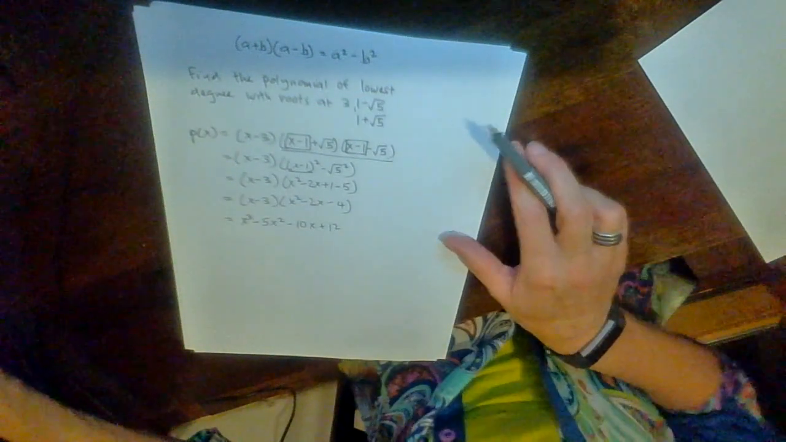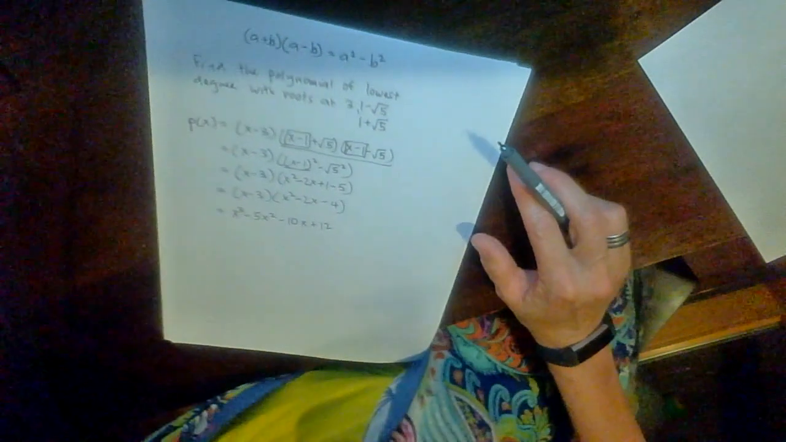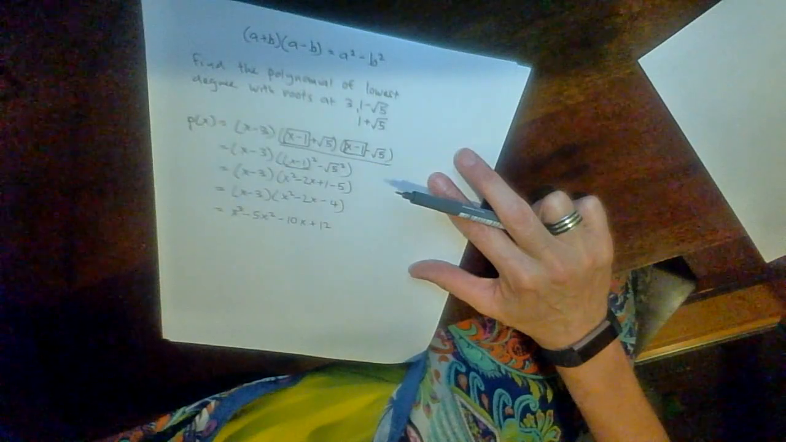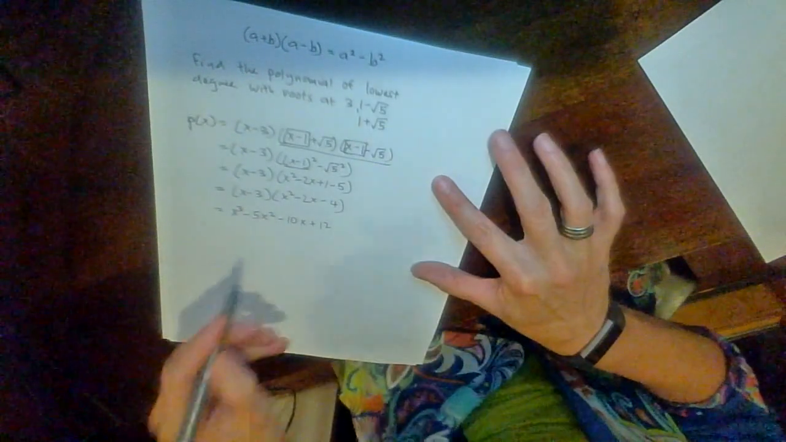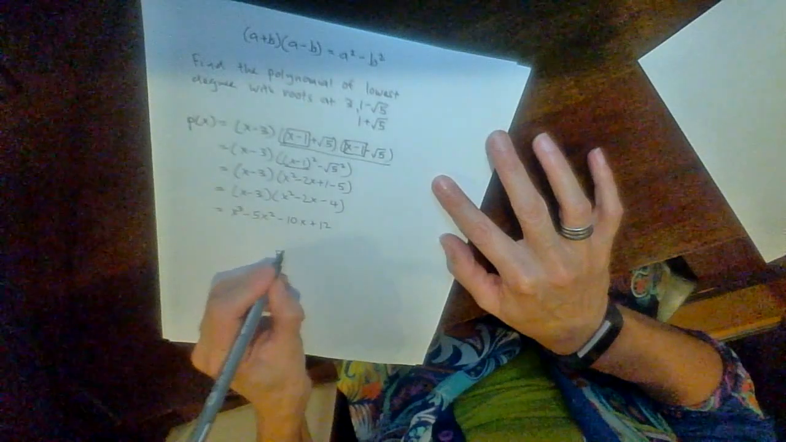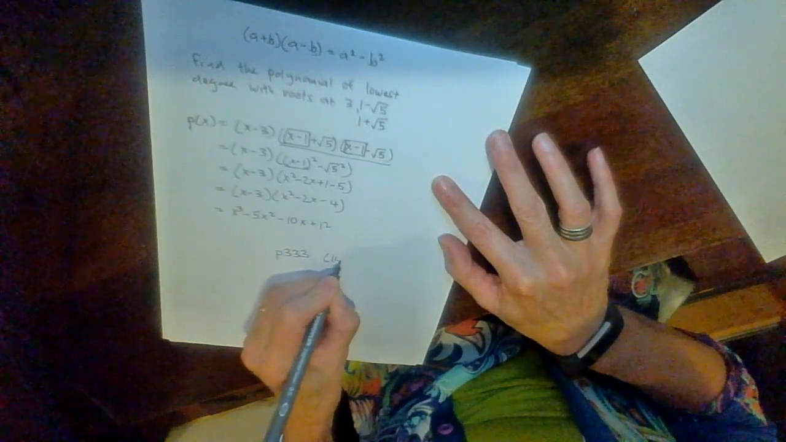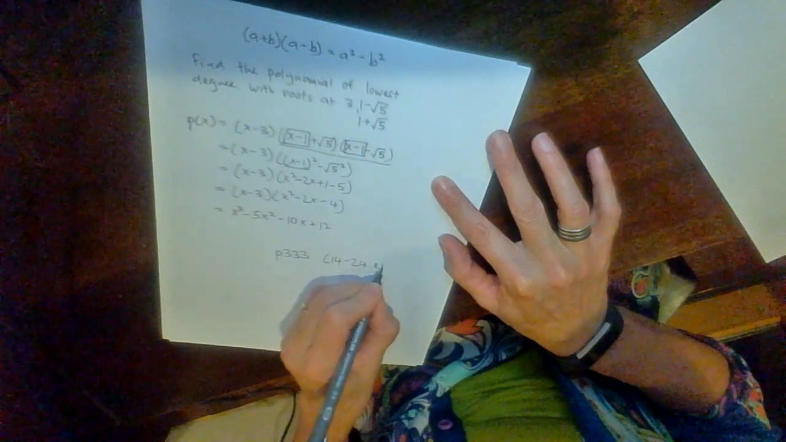So when you finish with this, I'm going to have you do the homework on page 333. Page 333, I want you to do number 14 to 24 even. So page 333, 14 to 24 even. Go for it.